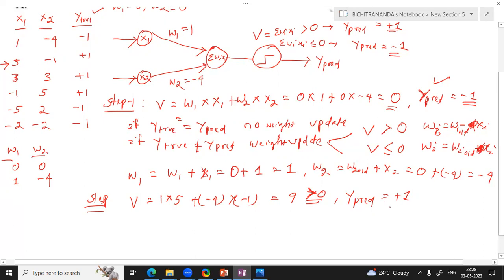After that you check your y predicted and what the y true value is for the second case. You match your y true and your y predicted, and both are the same. So in this step there is no need to update the weight.